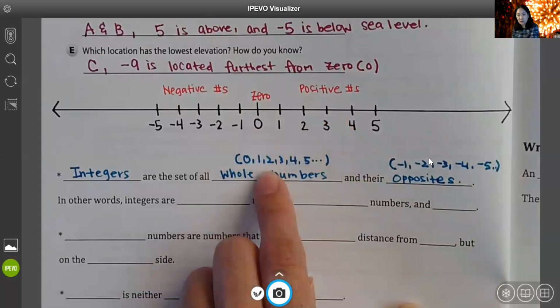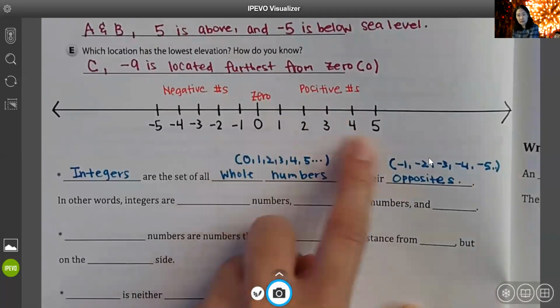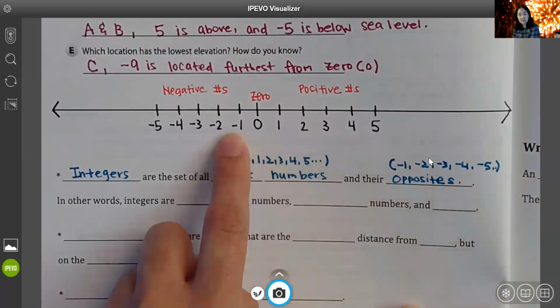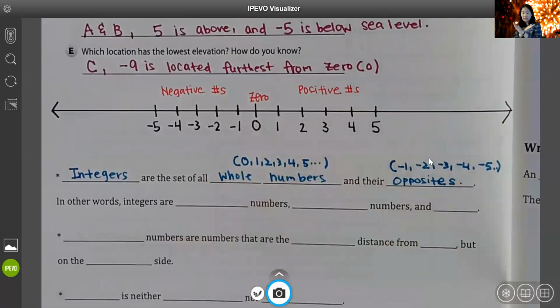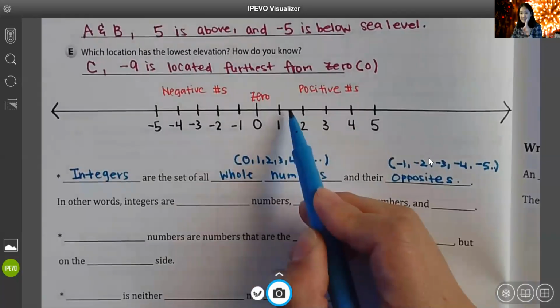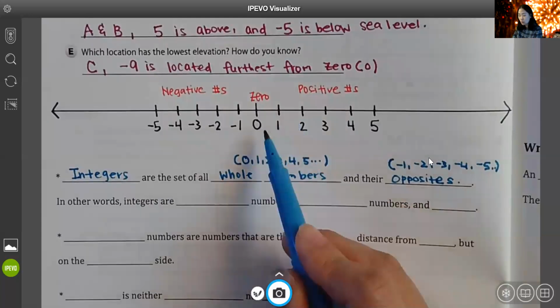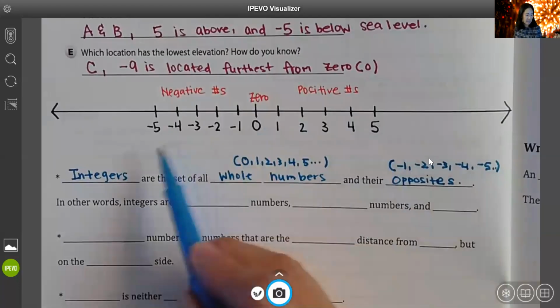So integers are a set of whole numbers, so from 0 and the positive numbers, okay, and their opposites, -1, -2, so on and so forth. What integers cannot be: integers are not fractions or decimals. So for example, like 1 and 5/10, 1.5, that's not an integer, okay? Because an integer has to be either whole numbers or their opposites, okay?